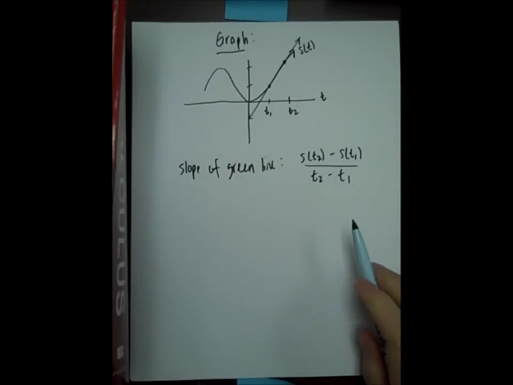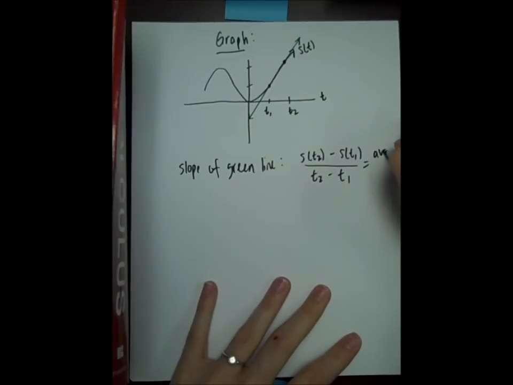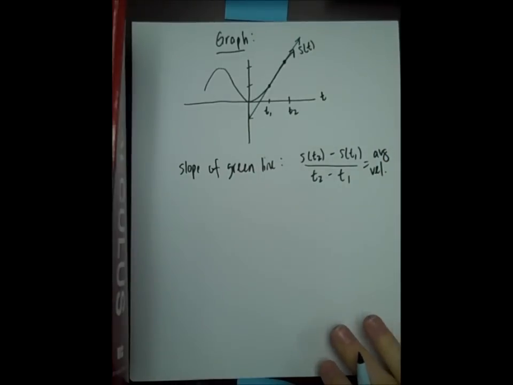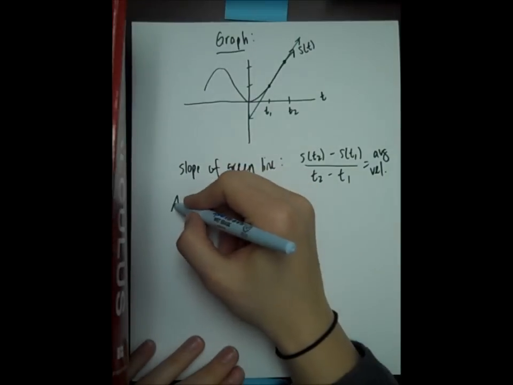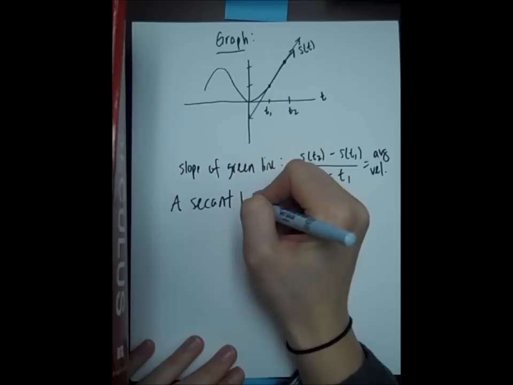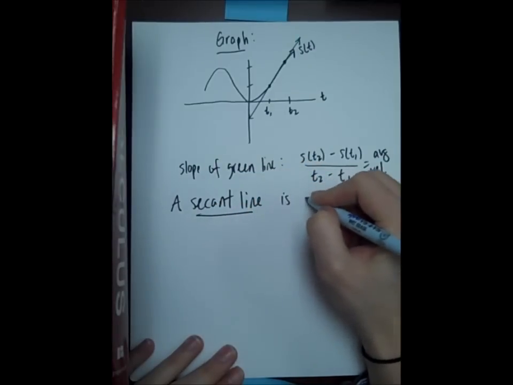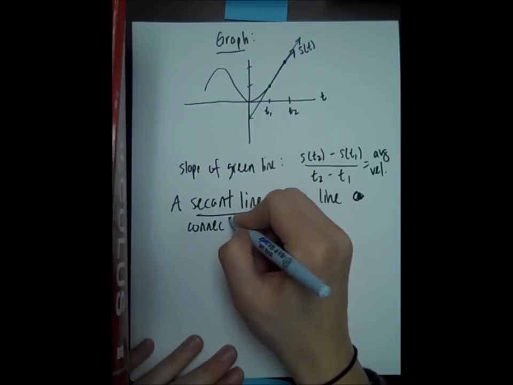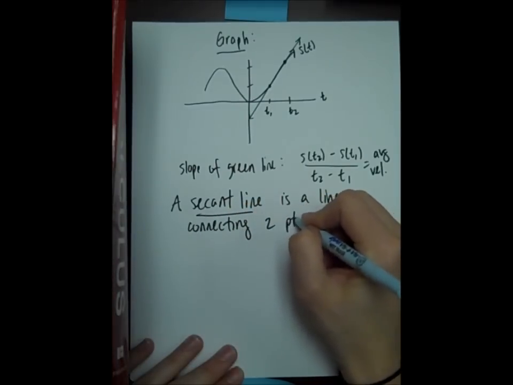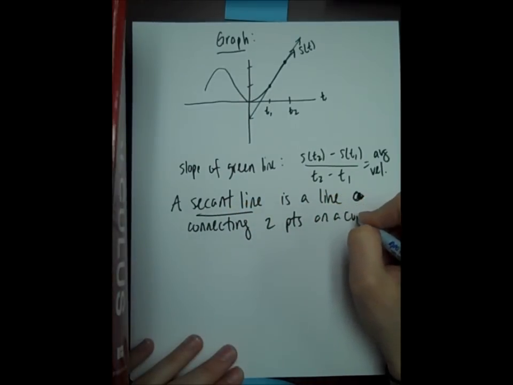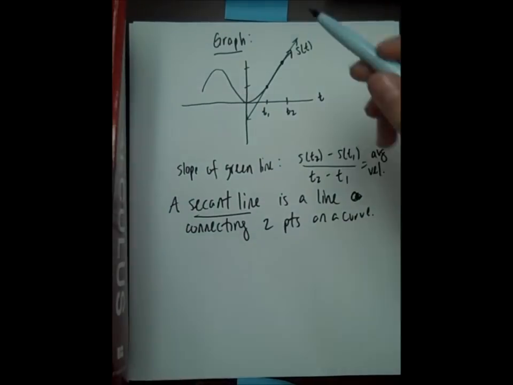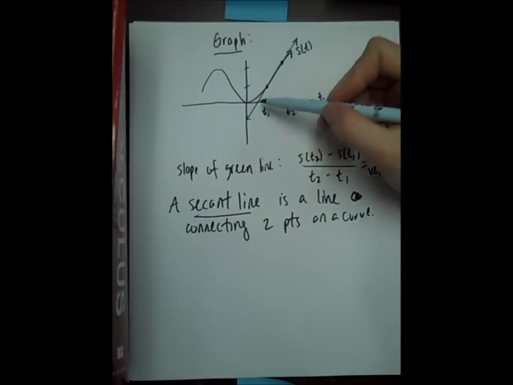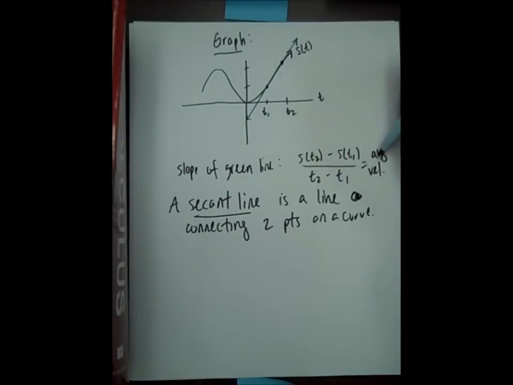Is that something that we've seen before? Yes, it is. That is, in fact, the average velocity. This line that I just drew has a special name. It's called a secant line. So a secant line is a line connecting 2 points on a graph, or on a curve. So I picked 2 points, I found the slope of the secant line, and we said that is average velocity.